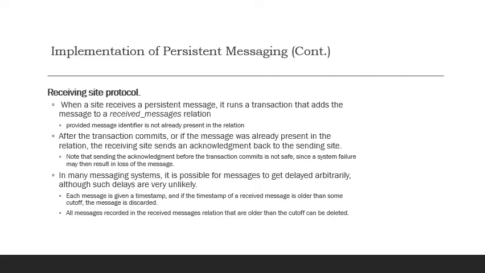loss of the message. In many messaging systems, it is possible for messages to get delayed arbitrarily, although such delays are very unlikely. Each message is given a timestamp, and if the timestamp of a received message is older than some cutoff, the message is discarded. All messages recorded in the received messages relation that are older than the cutoff time can be deleted.